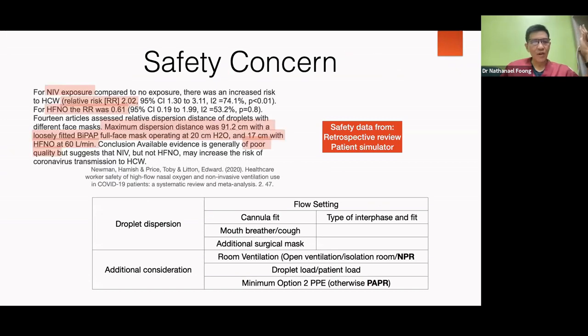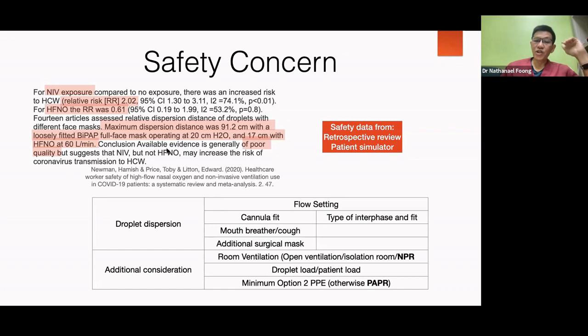Now, of course, safety concern is there when it comes to putting patients on high flow nasal cannula and NIV. But there are a lot of publications, most of them retrospective reviews, and some of them using a patient simulator to look at the droplet dispersion. So this is one of the meta-analyses that I picked up from the Australians, where NIV exposure has an increased risk to healthcare workers with a relative risk of 2. Right, high flow nasal cannula seems to be quite safe. The maximum dispersion distance was about 3 meters with a loosely fitted BiPAP running at 20 cm water, and 17 cm with a high flow nasal cannula at 60 liters.